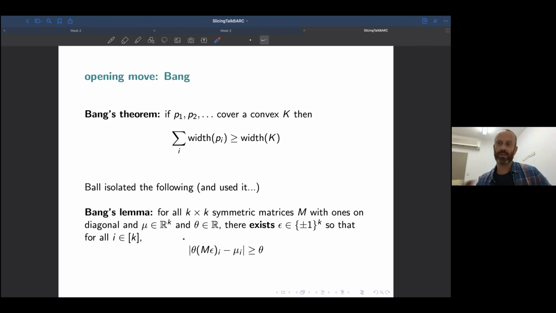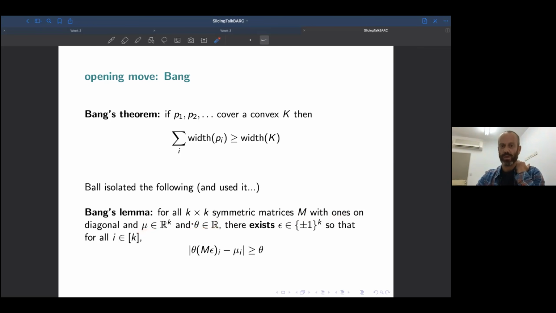So it's a lemma just about matrices, very elementary. It goes like this. We have a real valued matrix, M, and it is symmetric. And it has ones on the diagonal. So all the diagonal of M is just 1, 1, 1, 1, 1. Then we choose a list of numbers, mu1, mu2, mu3 up to mu k, and some other parameter.